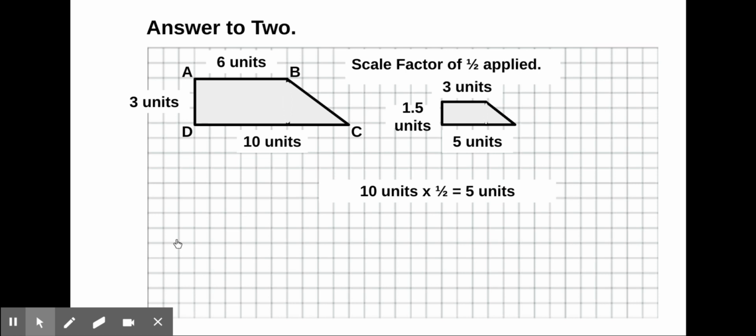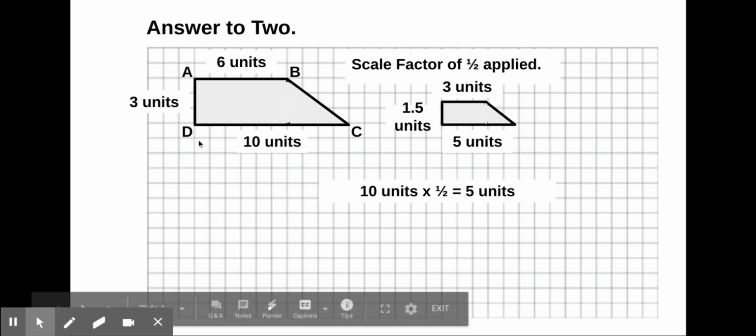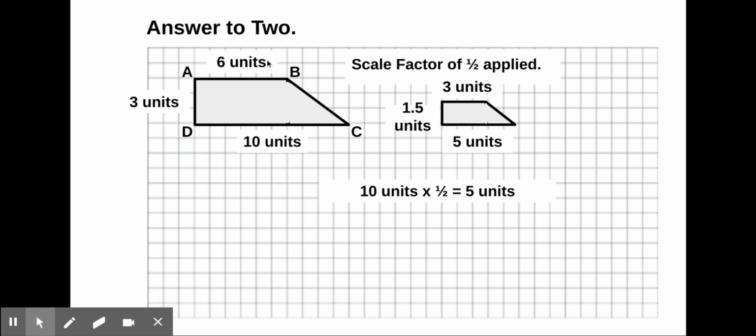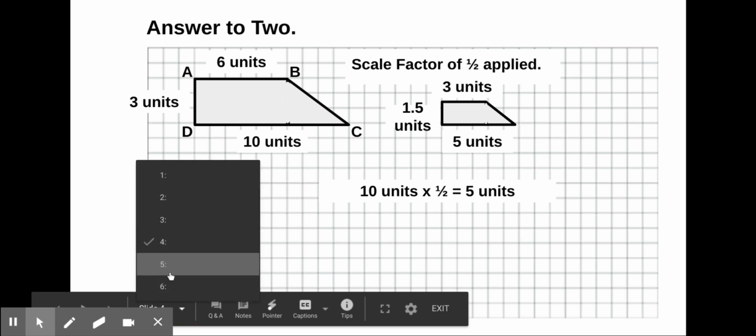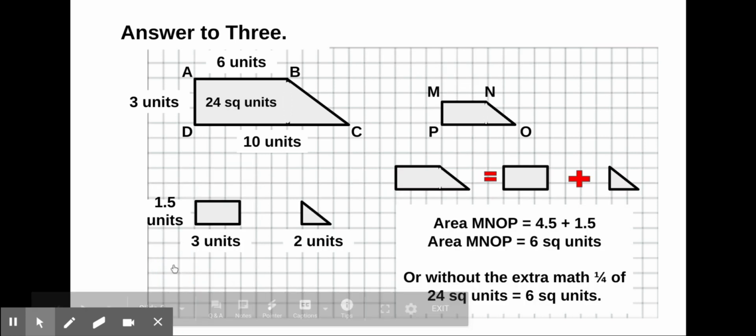So getting on the answer 2 here, we need to figure out what the length of DC is if we have a scale of half. Well, guess what? Half of 6 is 3, half of 10 is 5, so 5 units. Now let's go to 3 here. I mean, our answer to 3. So we go to 3.